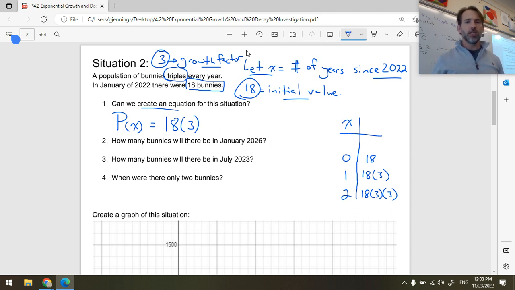What if I wanted to know how many bunnies there were in 2021, 1 year ago in the past? There's 18 bunnies this year. How many bunnies were there last year if their numbers are tripling? Is it a negative exponent? You can use a negative exponent here. Can anyone tell me how many bunnies last year? 6 bunnies. Now, how did you do that? You're going to divide by the growth factor going back in time. You're going to multiply by the growth factor going forward in time.